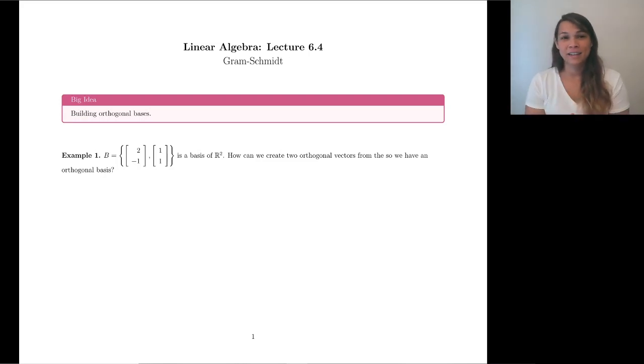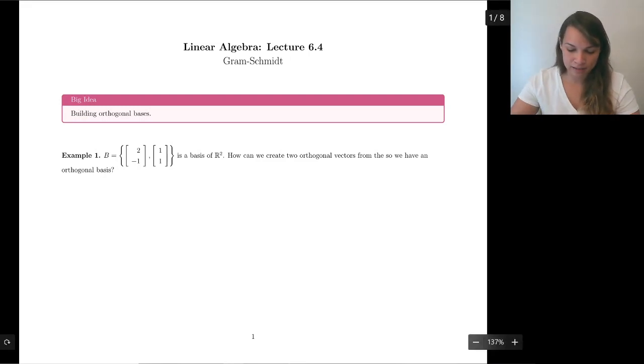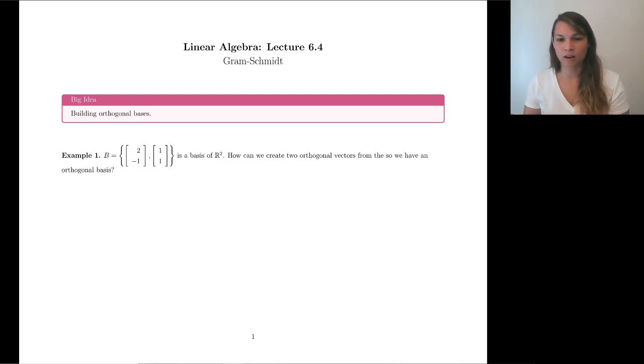Hey everybody, today we're going to talk about the Gram-Schmidt process with, shockingly, me. Big idea: we want to build orthogonal bases for our subspaces. First example, we're going to start simple. We have a basis of R2, but we want to use it to create two orthogonal vectors so that we can have an orthogonal basis.